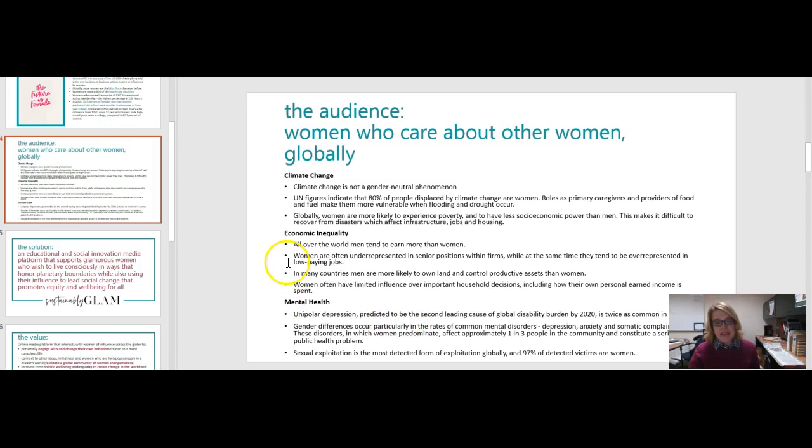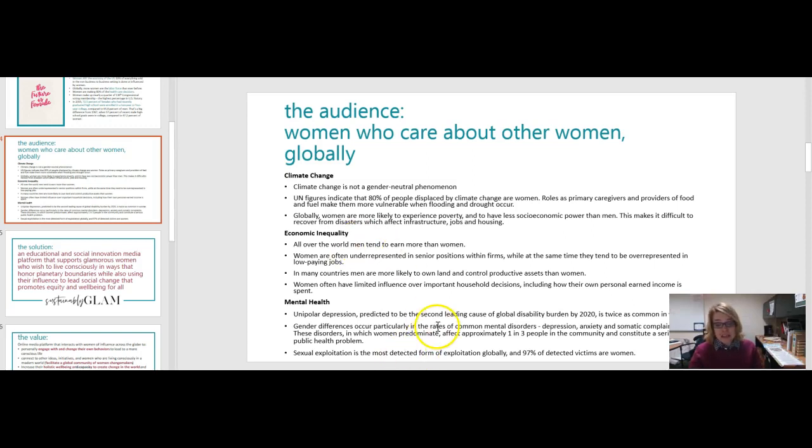You can see that all over the world, men tend to earn more than women. We see that climate change is not a gender-neutral phenomenon. Did you guys know that? Globally, women are more likely to experience poverty and to have less socioeconomic power than men, and this makes it difficult to recover from disasters that affect infrastructure, jobs, and housing.